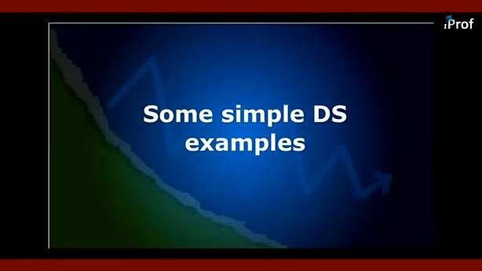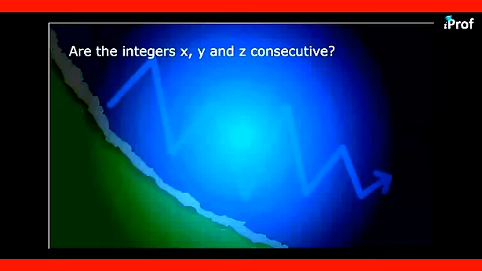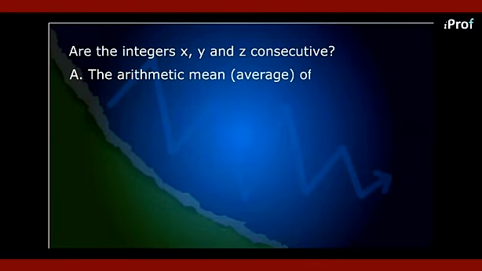Let us consider a few simple examples of data sufficiency questions. Now look at this one on your screen. It says, are the integers x, y, and z consecutive? First statement says, the arithmetic mean or the average of x, y, and z is y. And the second one says, y minus x is equal to z minus y.